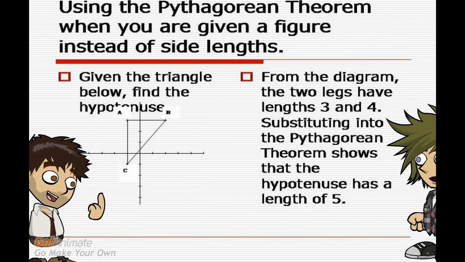This problem requires reading a graph. The horizontal line, AB, is 3 units long. The vertical line ADC is 4 units long. Those are the legs. This gives us 3 squared plus 4 squared equals 9 plus 16 equals 25. Taking the square root gives us BC equals 5.